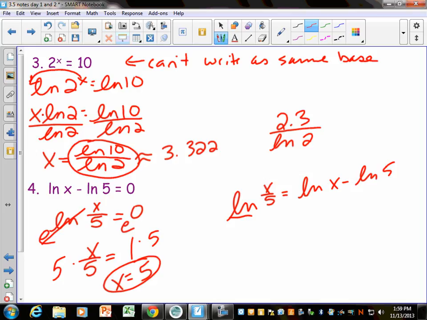Okay, that's a very common thing to happen. So you want to make sure you remember that you always put it back together and you only write ln or log one time. Okay? Other questions about that? Let's do some more.